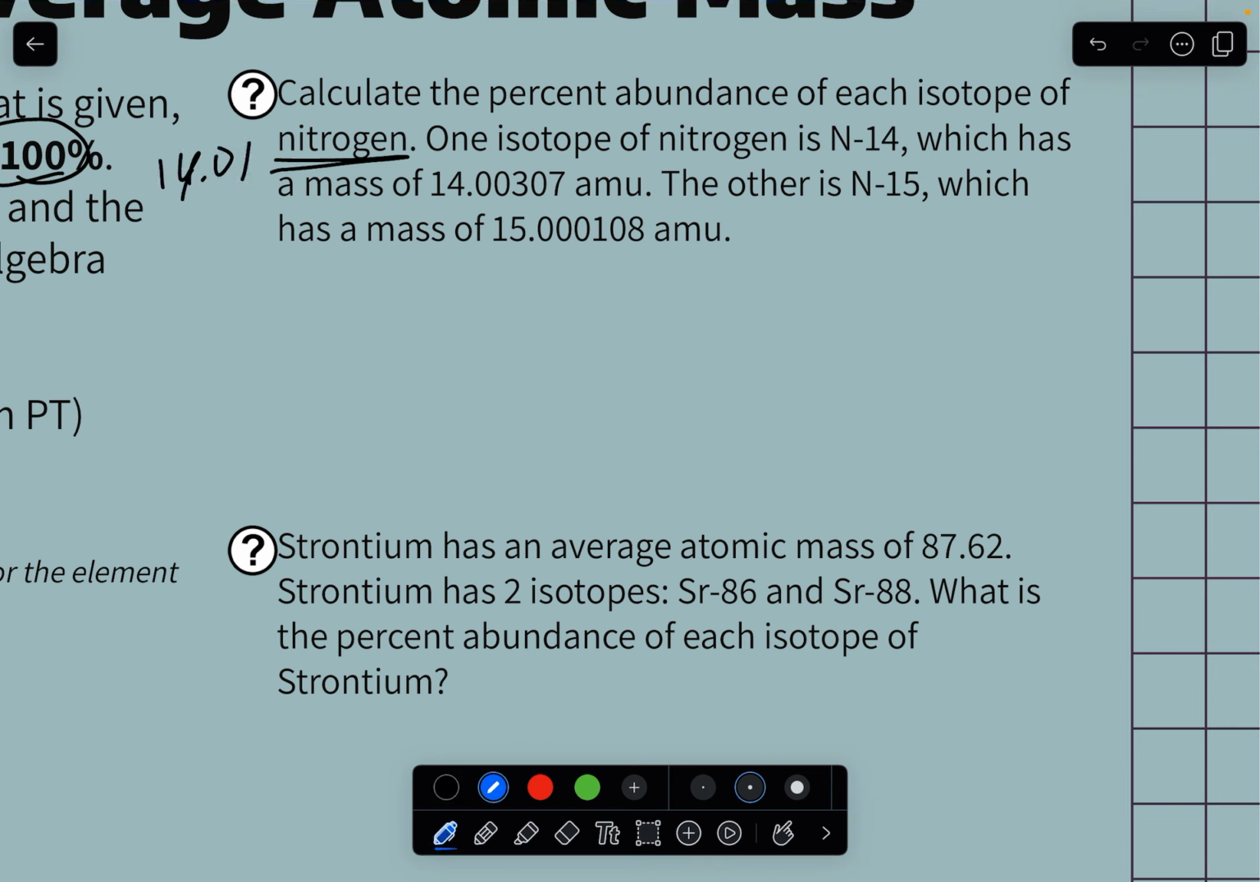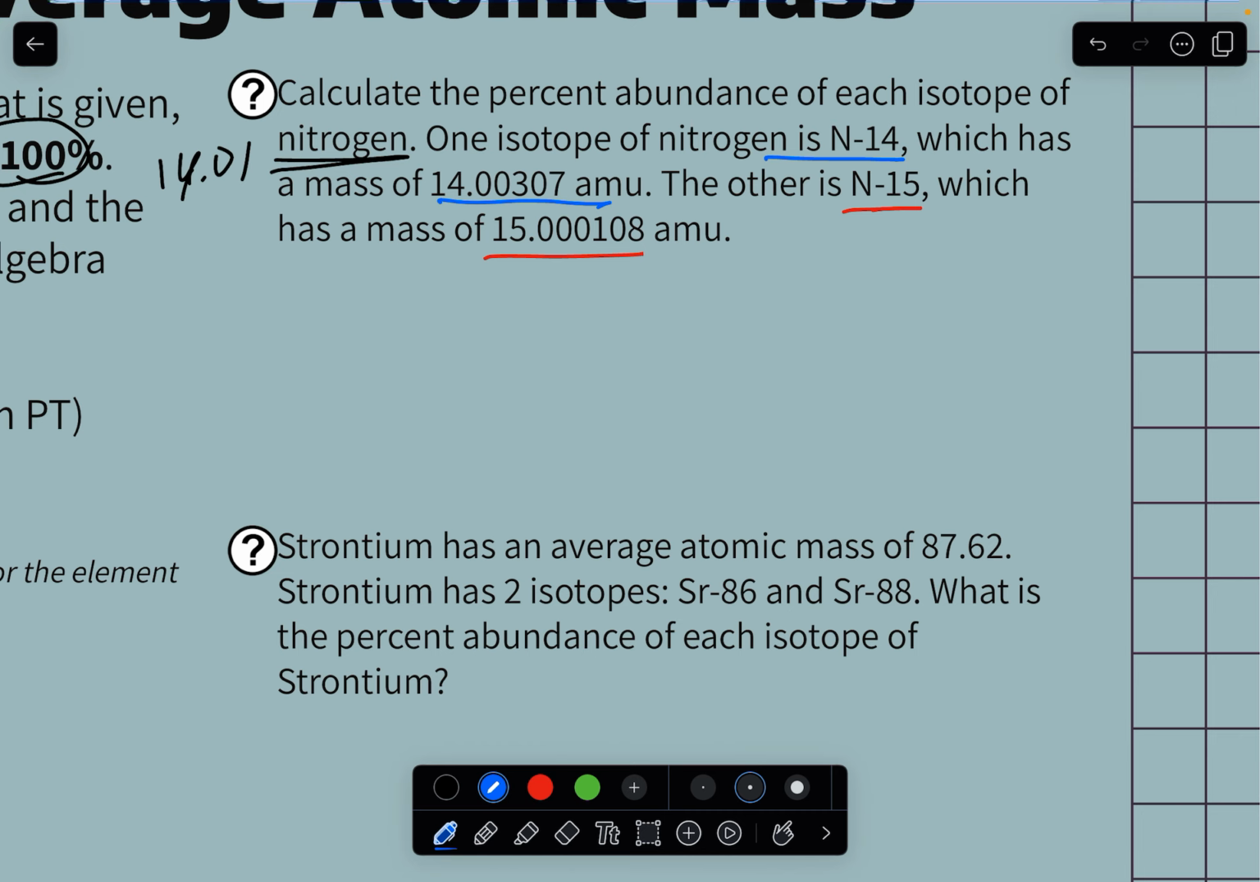And we have two isotopes. So our first isotope, nitrogen 14, has a mass of 14.00307. Our second one, nitrogen 15, is 15.000108. Right, so that's a lot of numbers, but that's the number it gave us, a lot of decimals. We're going to use all those decimals when we do our math.